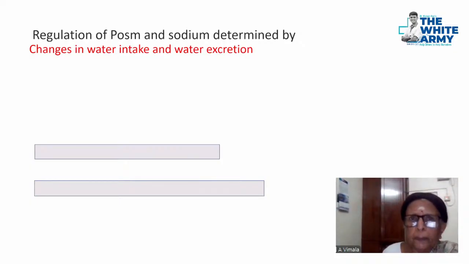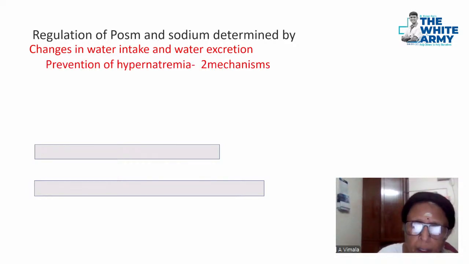So regulation of plasma osmolality and sodium is determined by changes in water intake and water excretion. Again, it is not by sodium. The take-home point is it is the water that determines the sodium, and not that sodium determines water. Water determines the sodium.